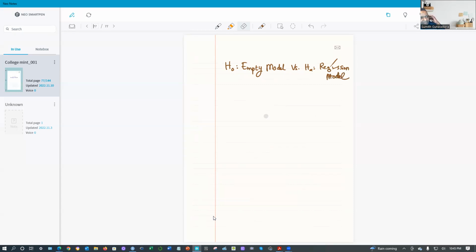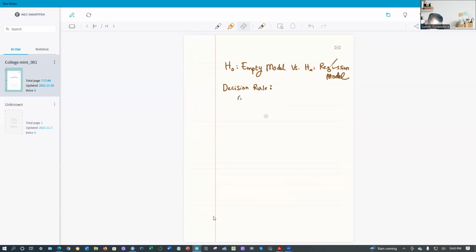We're going to check which one we're going to take into account, whether we're going to accept H naught or reject H naught, or whether we're going to accept HA or reject HA. To do that, we have to have a decision rule. What are the decision rules? I can talk about three decision rules.